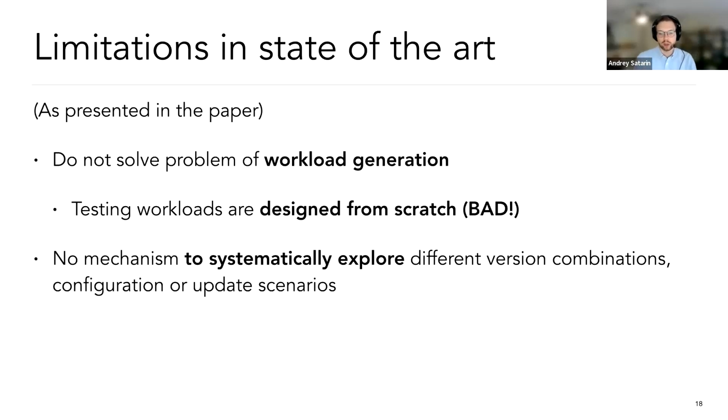And that's kind of bad, because if you're trying to come up with a new workload, that means you're either doing it twice or not exposing the system to a variety of workloads during upgrade. Also, they noticed that there is no mechanism to systematically explore the whole space of upgrades, which includes different versions, different configurations, and different update scenarios, like a full stop upgrade or a rolling upgrade. Those are not exposed in a systematic way.